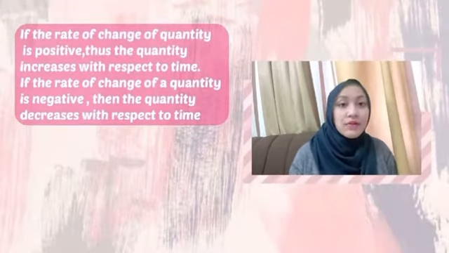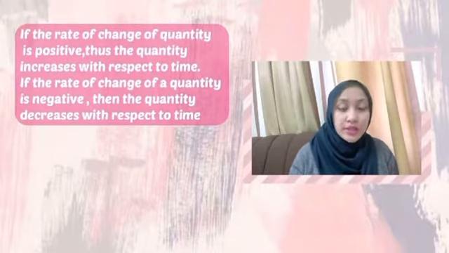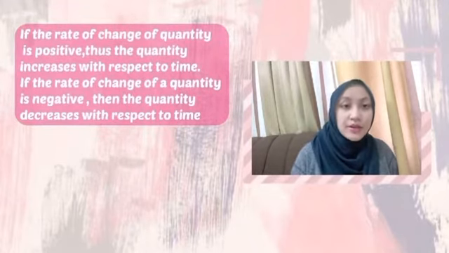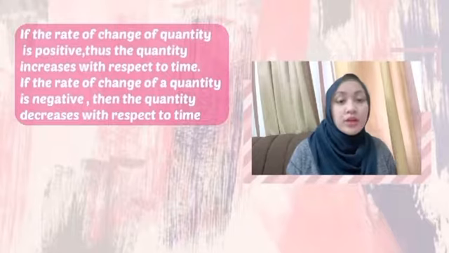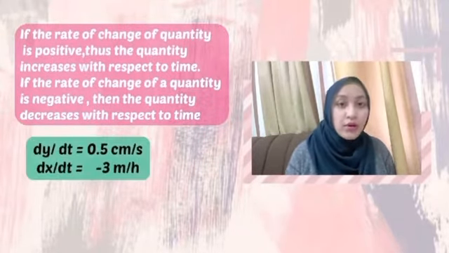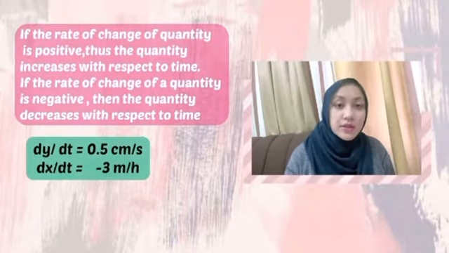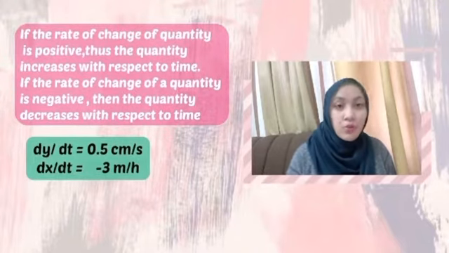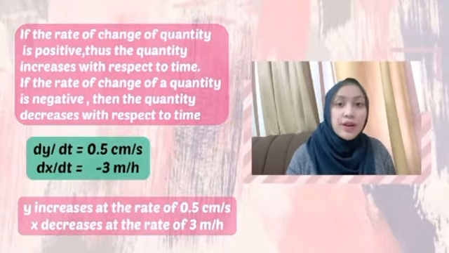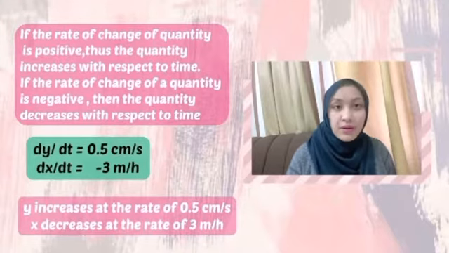If the rate of change of a quantity is positive, then the quantity increases with respect to time. If the rate of change of a quantity is negative, then the quantity decreases with respect to time. For example, dy over dt is equal to 0.5 cm per second and dx over dt is equal to negative 3 meter per hour. Therefore, y increases at the rate of 0.5 cm per second and x decreases at the rate of 3 meter per hour.